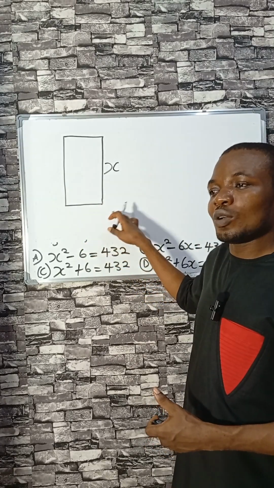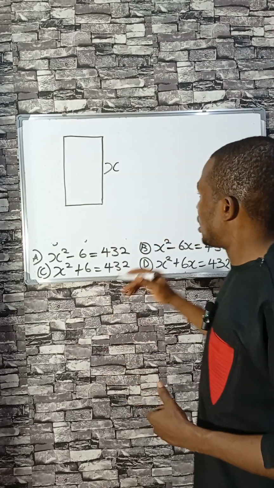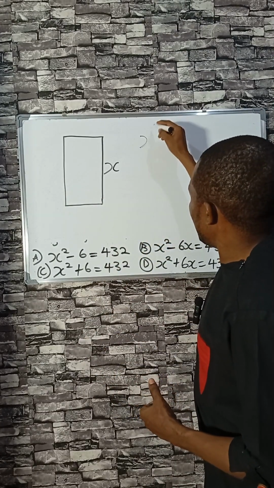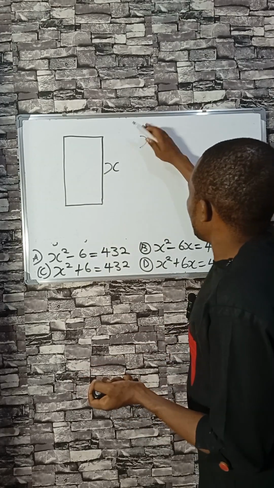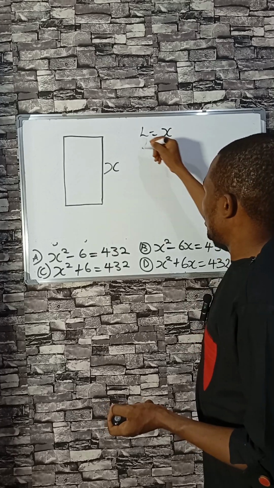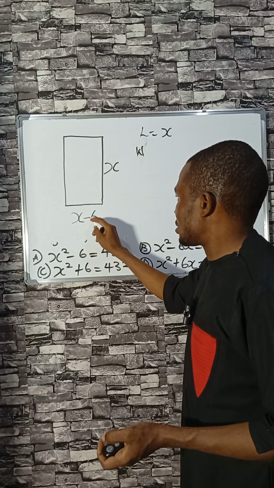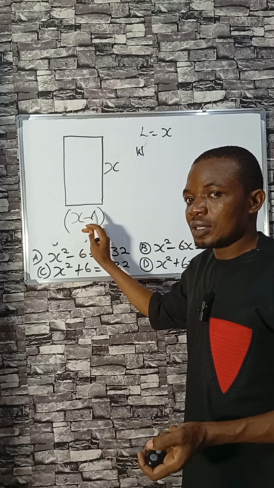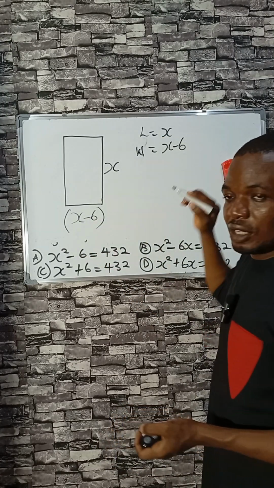So in my explanation, if the length is x and we are told that the length is 6 inches longer than the width, that means the width is 6 inches shorter than the length. The length is x in inches. The width here is x minus 6, not x plus 6. X minus 6 inches.